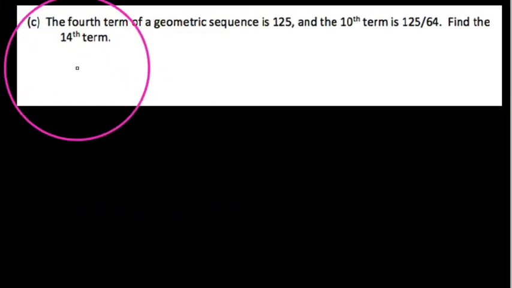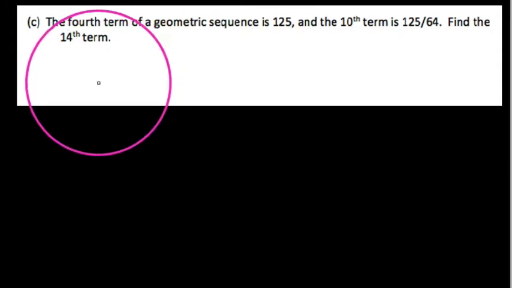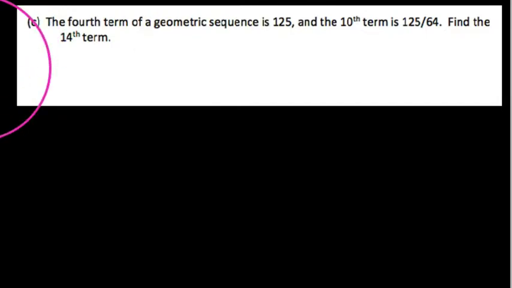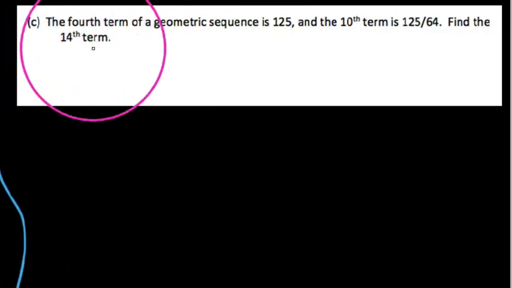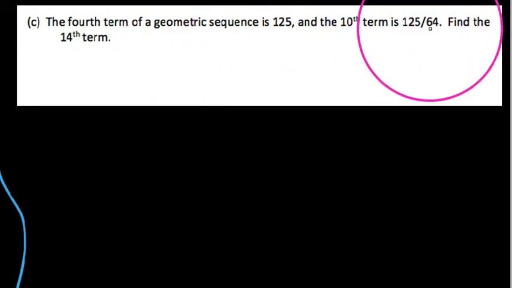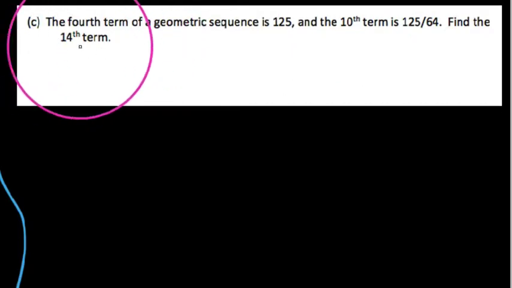Now, last but not least, what if I'm not given the first term or the common ratio? You're going to find instances like this, and this is a good example to watch, since it is common. The fourth term of a geometric sequence is 125, and the 10th term is 125 over 64. Let's go find the 14th term.